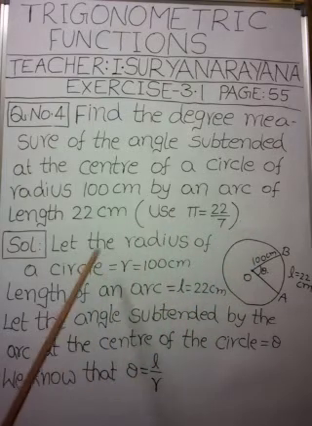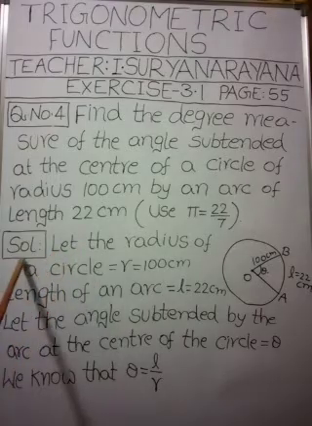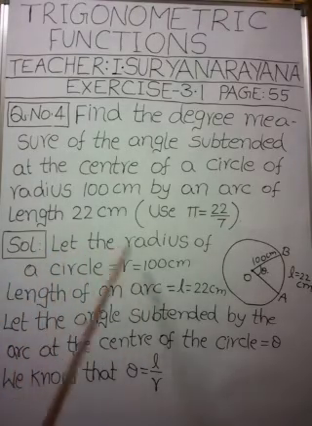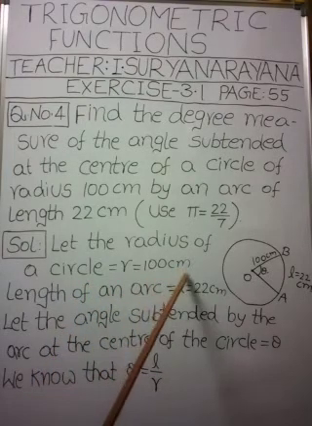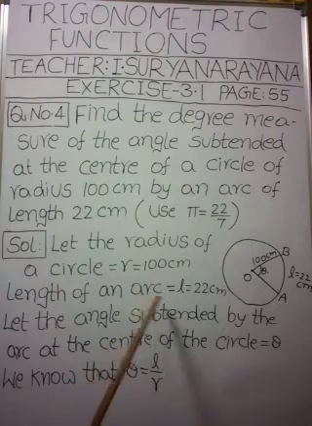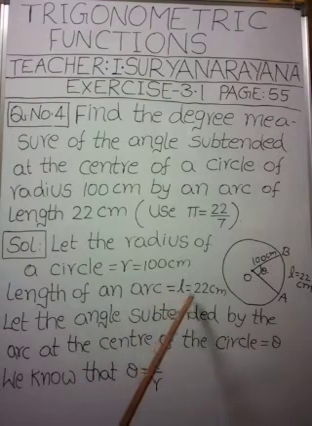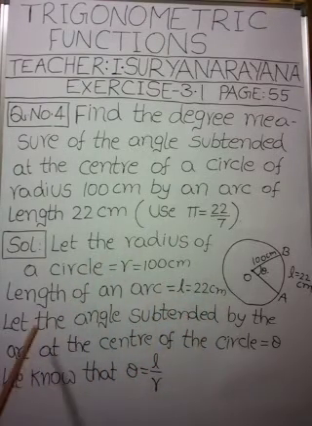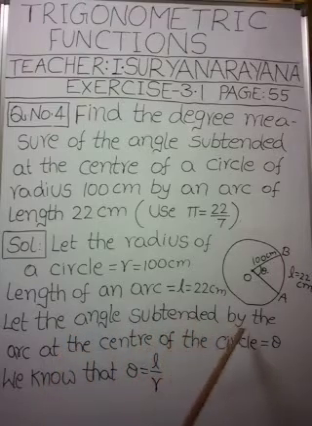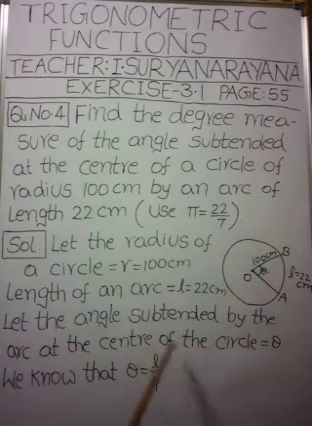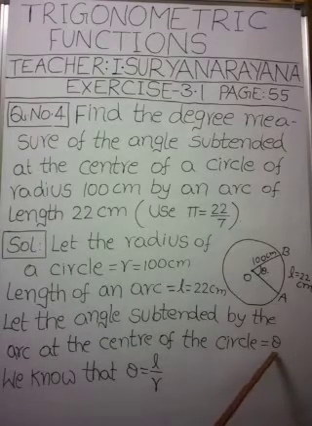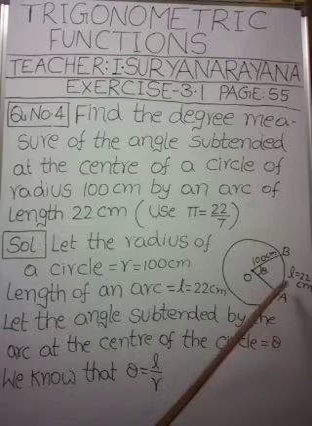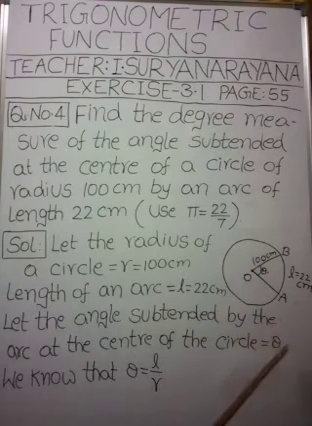Come to the solution. Let the radius of the circle be R, equal to 100 centimeters. The length of the arc is L, equal to 22 centimeters. Let the angle subtended by the arc at the center of the circle be theta. We are assuming that the angle subtended by this arc at the center of the circle is theta. Okay, my dear children, understood?